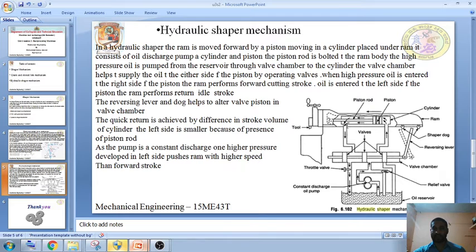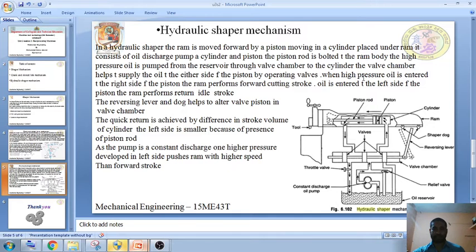High pressure oil is pumped from the reservoir. This is the oil reservoir, you can see here. It consists of an oil reservoir, discharge pump, throttle valve, and a valve chamber which is used to supply the oil to the particular chamber, either the left side or the right side of the piston, through the operating valve.